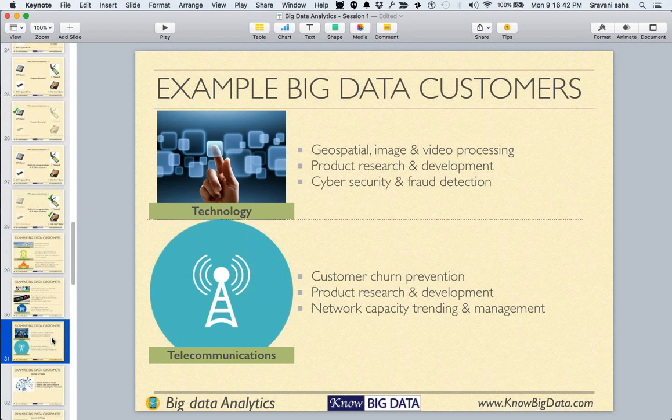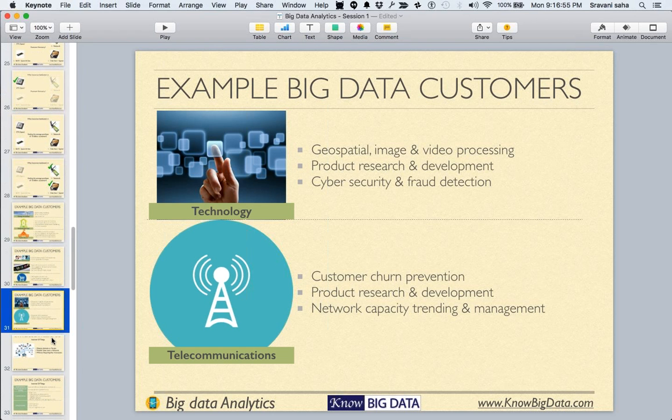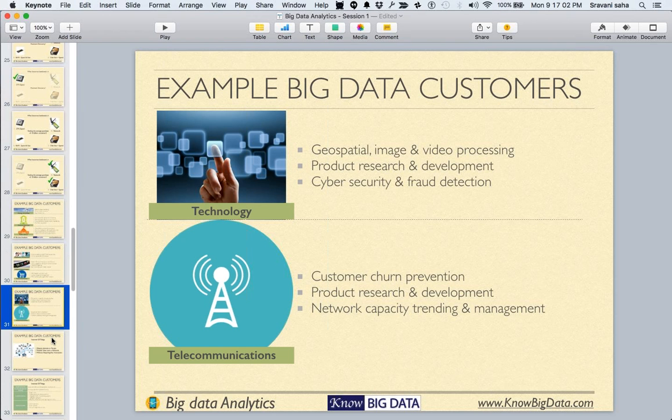In technology and communication, whether it's geospatial, as in geographical data analysis, image and video processing, product research and development, cybersecurity and fraud detection. Along with that, in telecommunication, if you know the behavior of the consumer, you can stop them from leaving you. You can prevent the customer from leaving you.